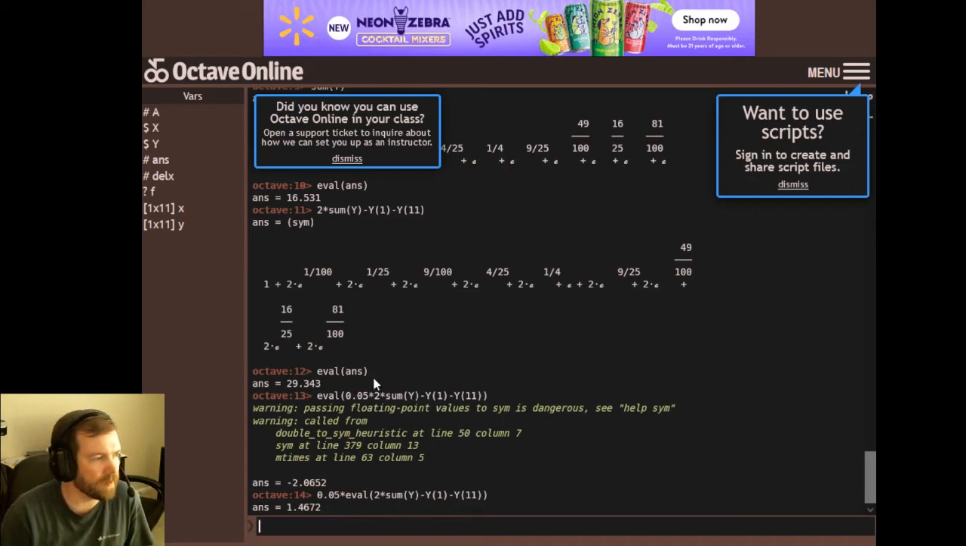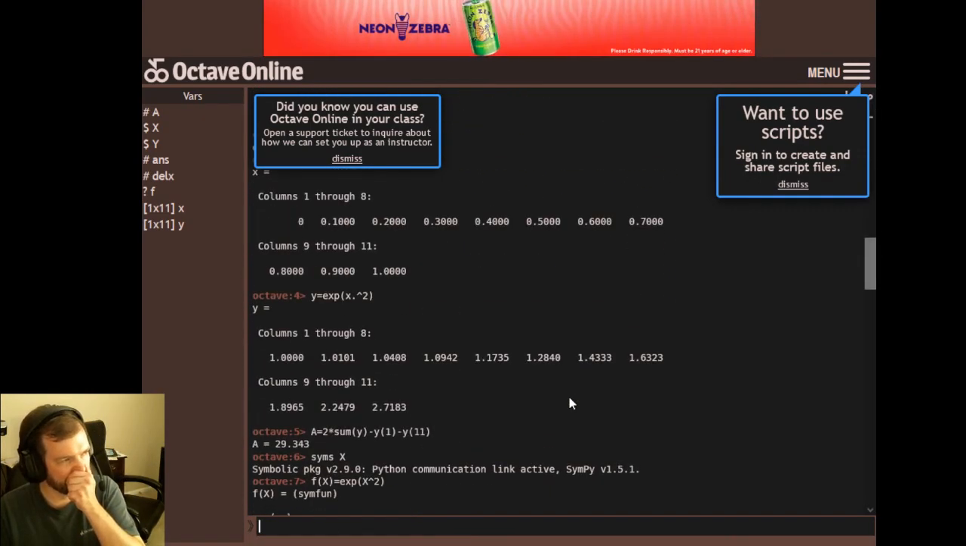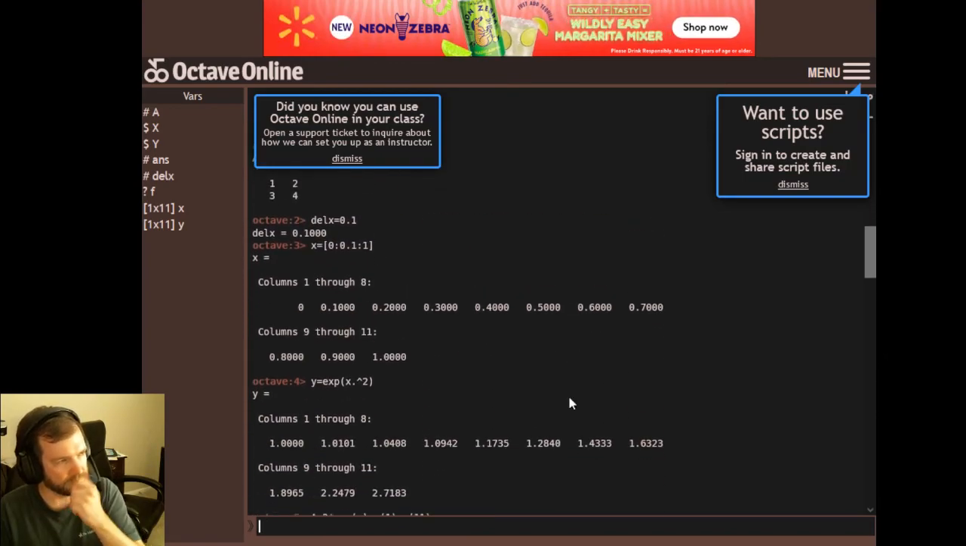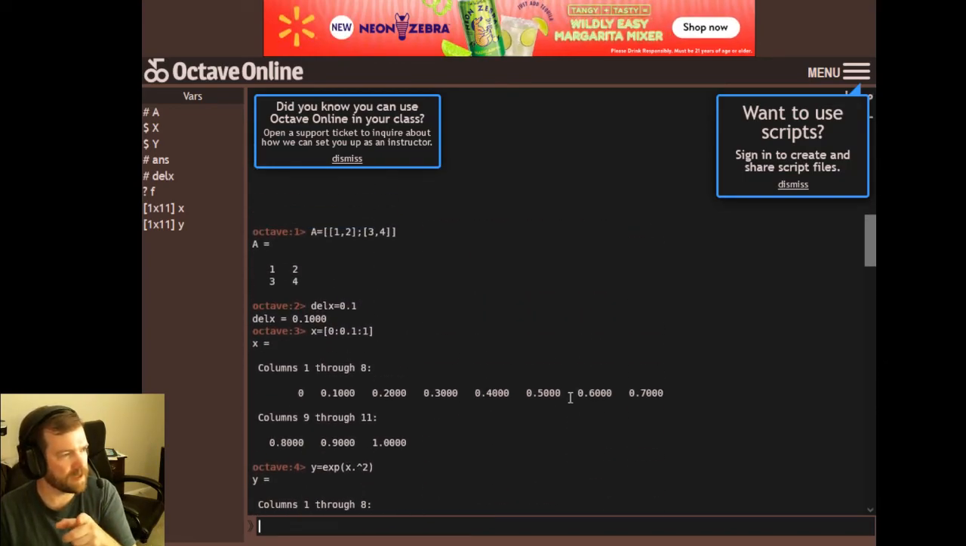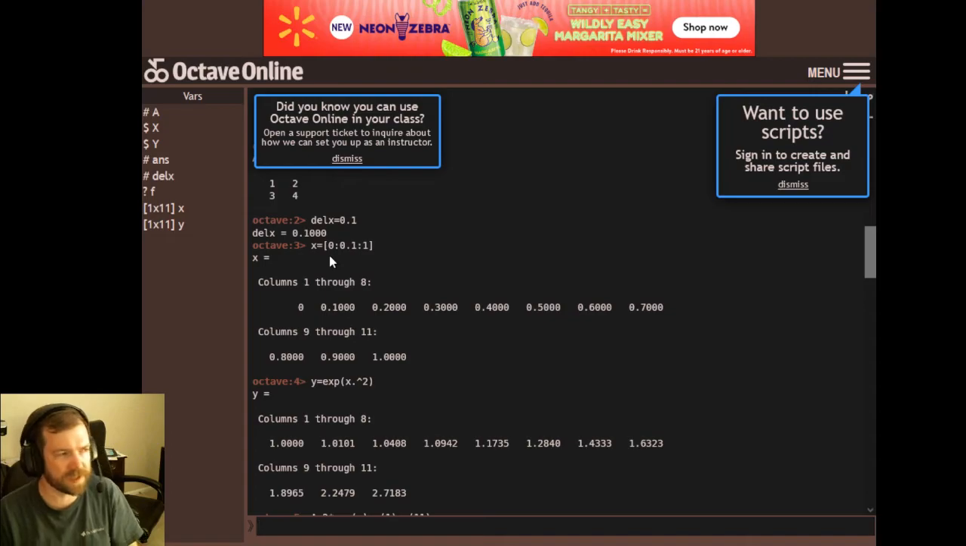So with MATLAB, I didn't even use the delta x variable at all. I just, yeah, that's terrible. All right. So this matrix 1, 2, 3, 4, I don't even know where I got that from, so I assume that's a previous thing.